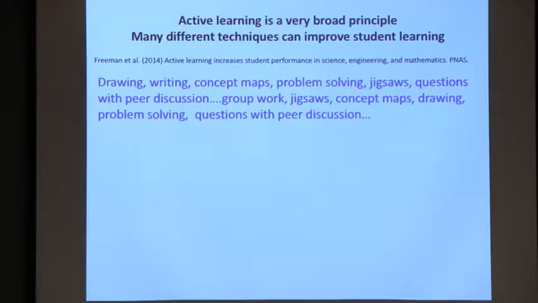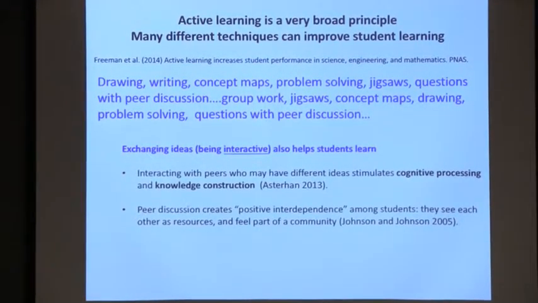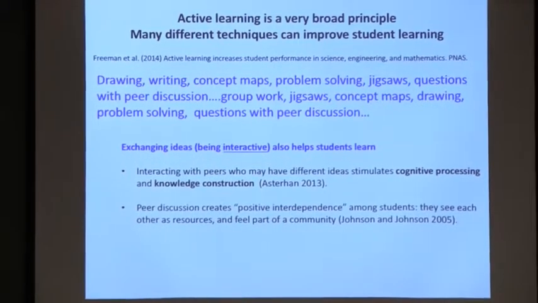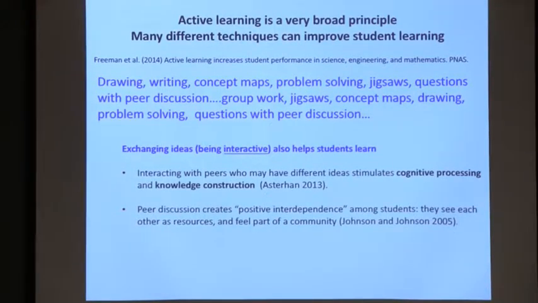Here, I listed up here just some of the things that are active that students can do in the classroom. Even something like writing or drawing is active. What I'm particularly interested in is interactive types of behaviors. So interactive is when students are talking to each other, not just thinking actively or doing something actively for themselves. And so that's a little bit different. Some people suggest that it's maybe better than just plain active, because there's an opportunity for communication.